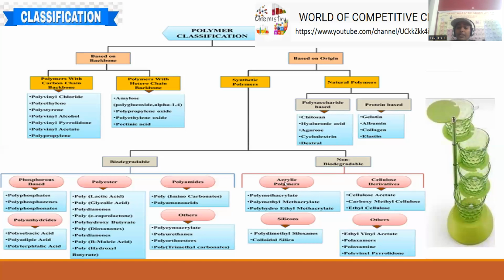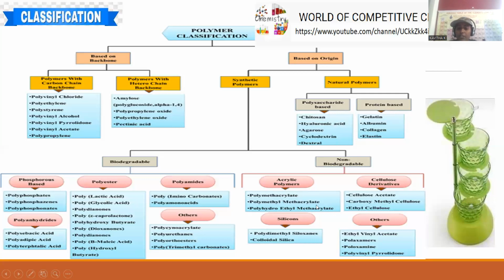The kinds will be acrylic polymers and cellulose derivatives. Acrylic polymers are nothing but polymethacrylates. Acrylic acid is nothing but a compound with a functional group containing carbon-carbon double bonds. When such monomers are polymerized, polymethacrylates will be generated.